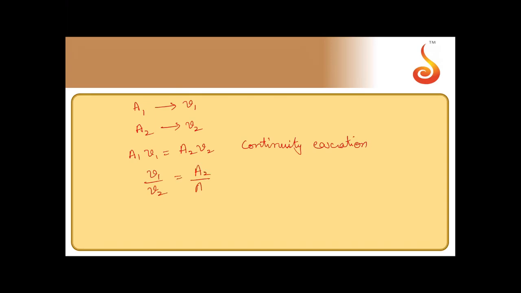So let us say where the area of cross section is A1, velocity is V1, where area of cross section is A2, velocity is V2. Then we know that A1 V1 is equal to A2 V2. This is your continuity equation. So V1 by V2 is equal to A2 by A1. So that is option C.